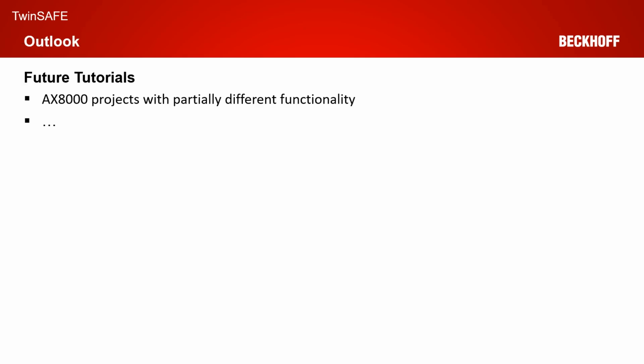That was basically the demonstration for today. Next week, we take a look at AX8000 projects with partially different functionality. In one of the first tutorials, we already showed you how you can use one safety project for several axes. The differences between the axes were parameterized via our so-called multi-settings functionality.